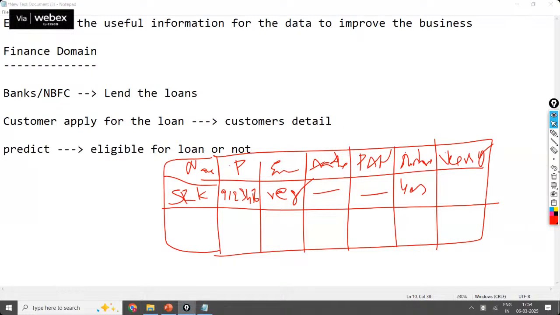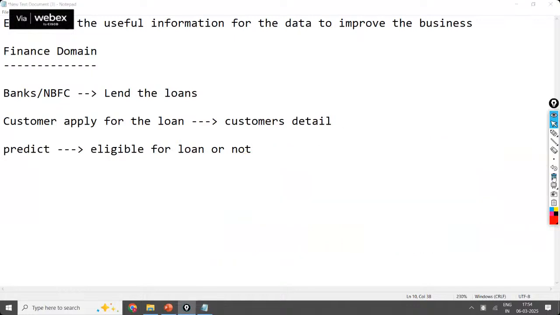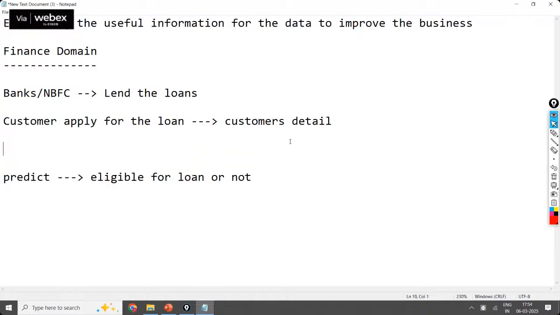How is it related to data science? After you give your details to the bank, and the bank fills in the details and everything, they are going to predict. This prediction will be done using machine learning or data science. How, sir? It is very simple. First, they are going to observe the past data.